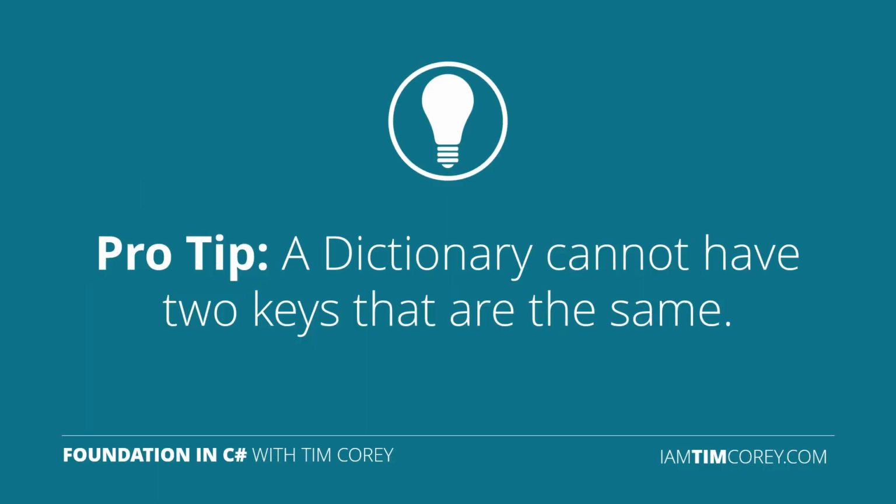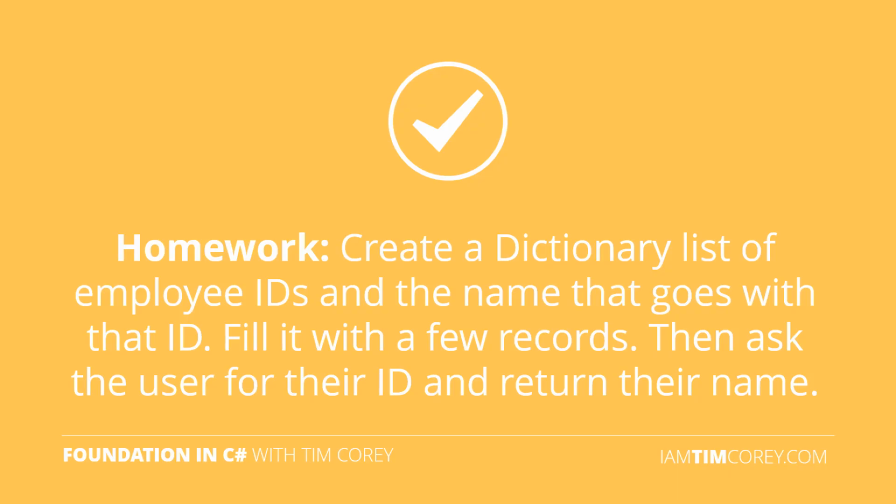A dictionary cannot have two keys that are the same. You only have one key. Therefore, if you try to put a different value in the same key, it just overwrites the initial value. So you only have that one key. You won't have two of them in the same dictionary. They'll be unique. All right, homework time.